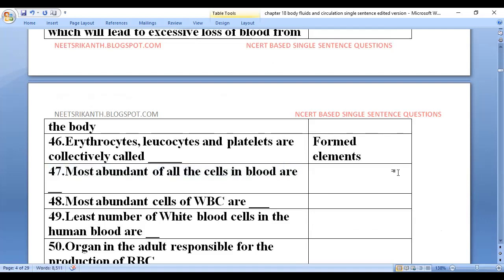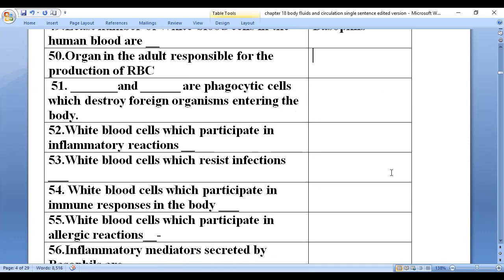Most abundant of all the cells in blood are erythrocytes, or RBC. Most abundant cells of WBC are neutrophils. Least number of white blood cells in the human blood are basophils. Organ in the adult responsible for the production of RBC, red bone marrow.